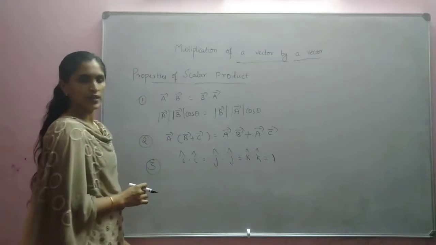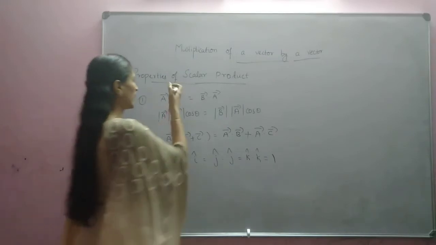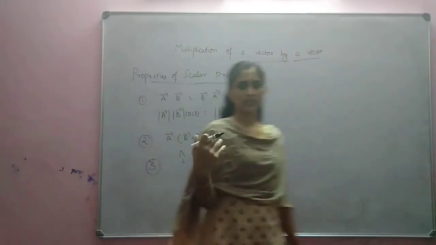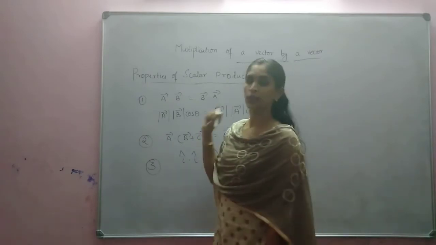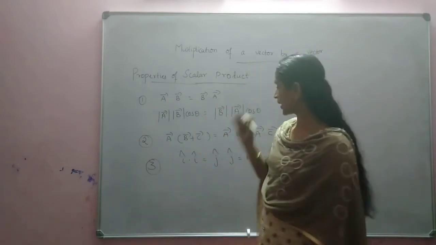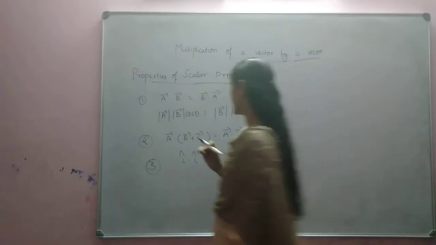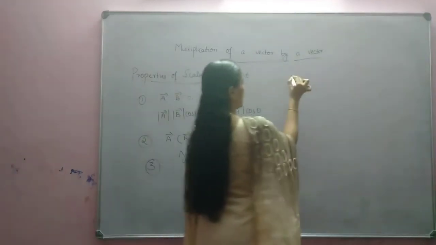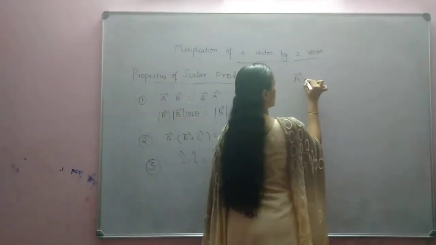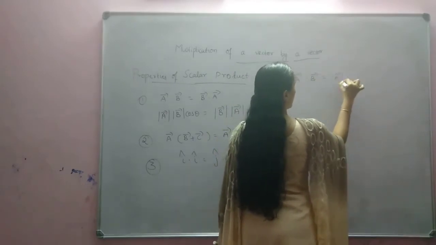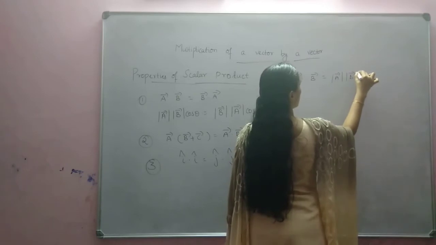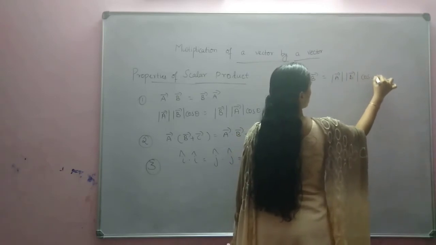That should... And now we can find, before discussing some more properties, first of all, what is the scalar product in rectangular components. Okay, before that, one more property we can discuss. So here we have written A dot B is equal to modulus of A into modulus of B into cos theta.